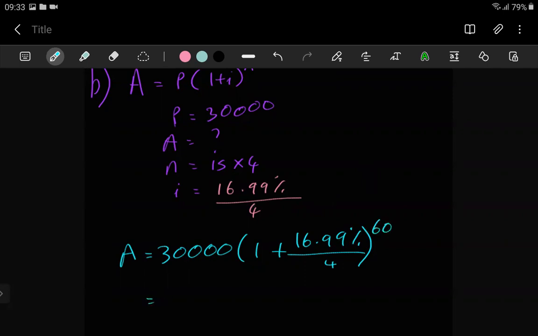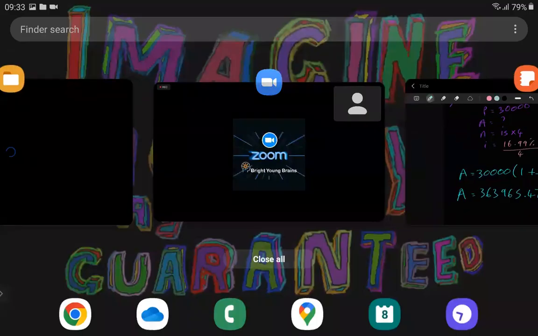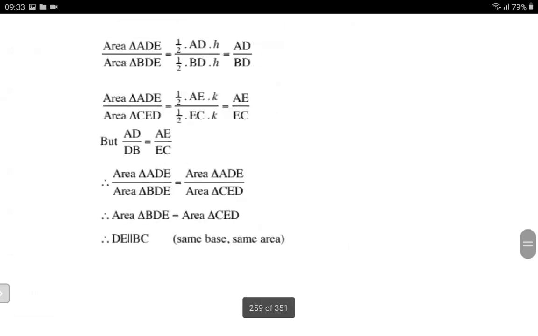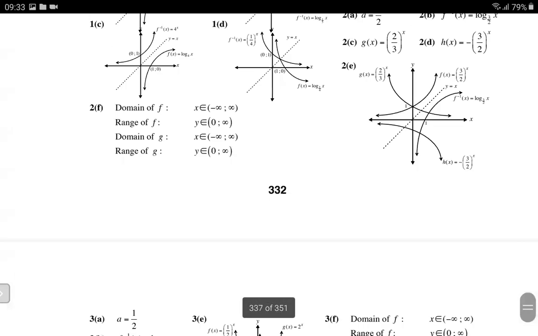And then what do we have in the calculator? 363,965.4687, so it's going to be 363,965.47 if you round it off to two decimal places. Let's just double check, because there's no need to be arrogant. Let us be humble and do the right thing.